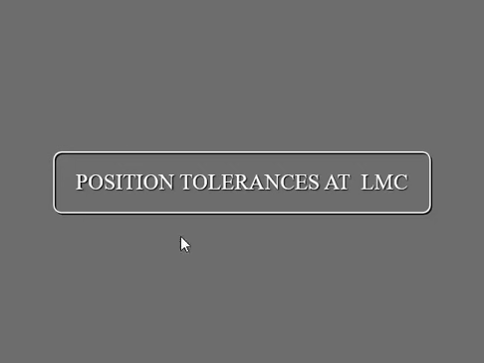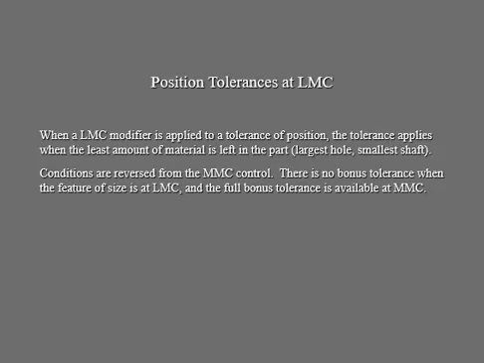Then we'll get into position tolerance at LMC. So when you get to the LMC modifier, we're going to apply that to a position tolerance, and you're going to have that tolerance applied when the least amount of material is left in the part. Meaning the least amount of material, your part is losing material, therefore your feature is gaining width. So here in this case we're dealing with the shaft, so the largest hole with the smallest shaft.